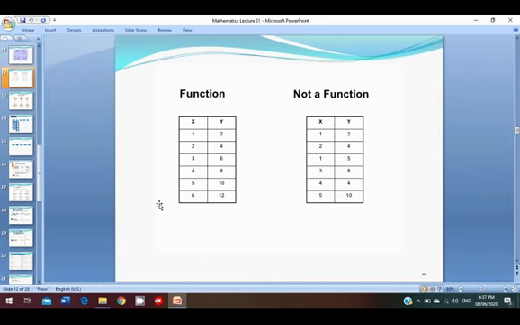Here we have another example of function and not a function. You can see the first table in which the domain elements are represented by x. You can see the column of x: 1, 2, 3, 4, 5 and 6, and they are uniquely mapped with elements of y, and there is no repetition in domain elements. But in the second case, you can see 1 is mapped with 2, and again in the third row 1 is mapped with 5. So in this case, the given relation is not a function.